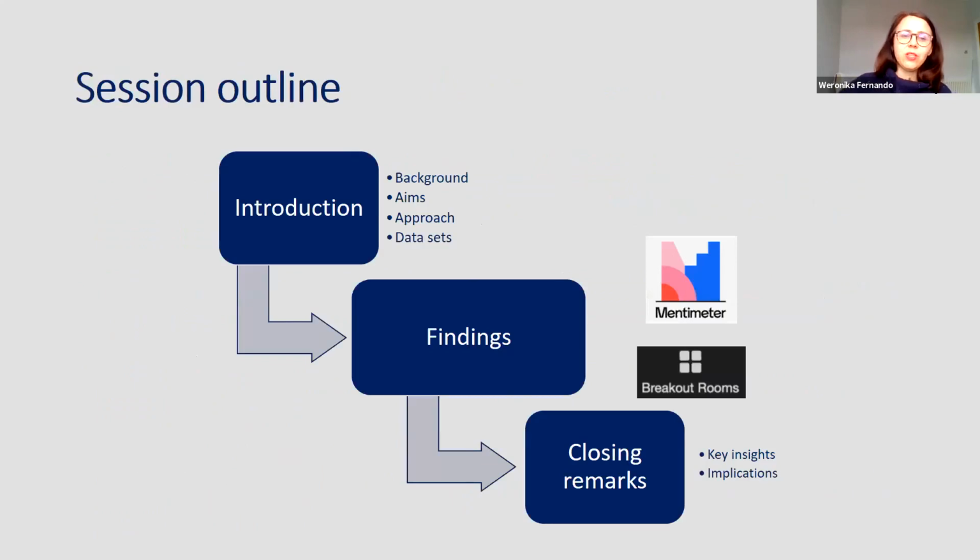So, the outline for the session. We will have a short introduction, where I will talk you through some background to the project, the aims, our approach to theory and methodology, and the data sets very briefly. Then we're going to focus on the findings. Joe and Iwona will talk through the findings, and this is where the interactive bit comes into play. We will use Mentimeter to engage you, ask you some questions, and show the results as they keep coming.